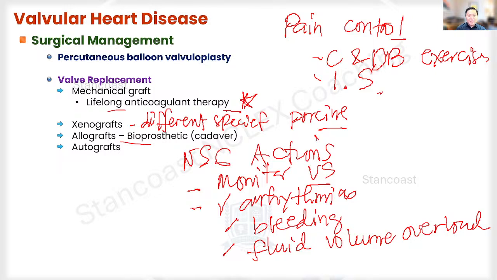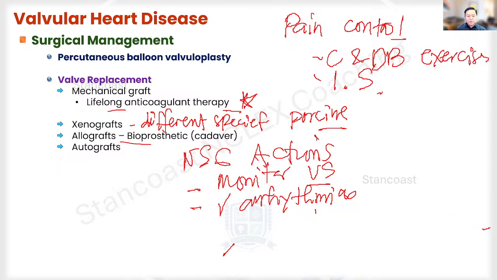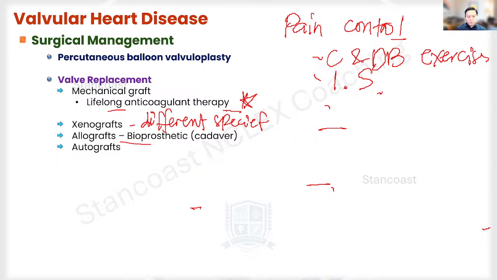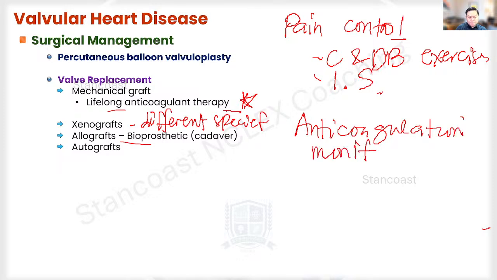administer the anticoagulants, especially if they are using the mechanical valve. Let me erase this. Anticoagulation. So what we're going to do here, anticoagulation and monitoring, especially if it involves the use of warfarin. We need to keep an eye on the PT/INR in order to maintain that safe therapeutic range in order to prevent bleeding risk.